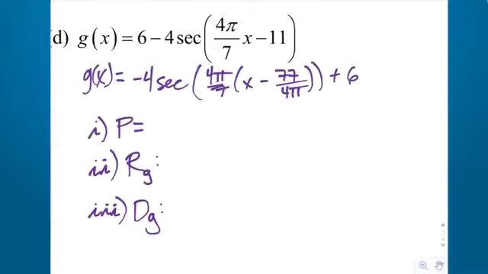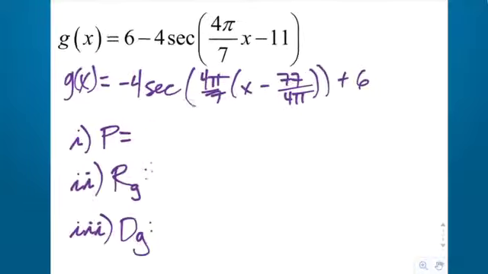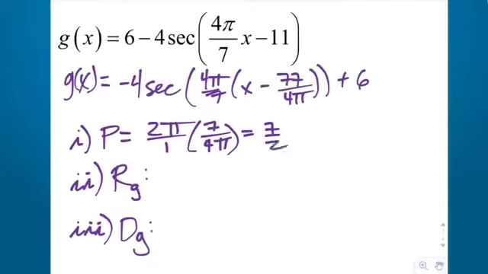So again, the first two are just kind of like to pad the average. They're kind of gimmies. I'm expecting you to get those right. Everyone should get those right. The period, 2 pi over b, right? So it's 2 pi over 1 times the reciprocal, 7 over 4 pi. So you can set it up like that, or however you want to do it. You end up with the same answer, 7/2.